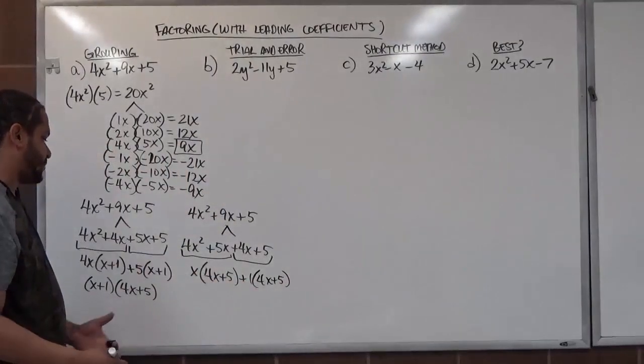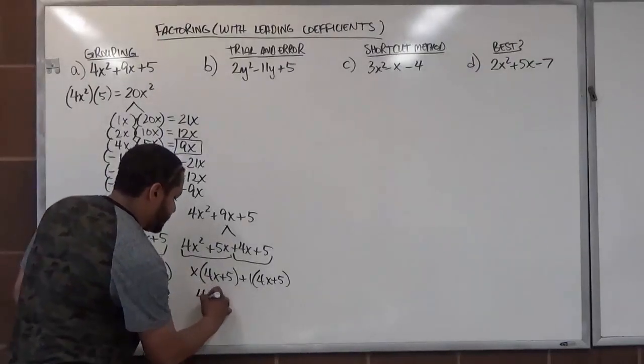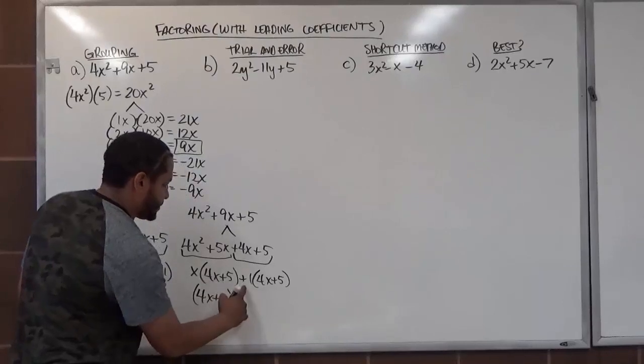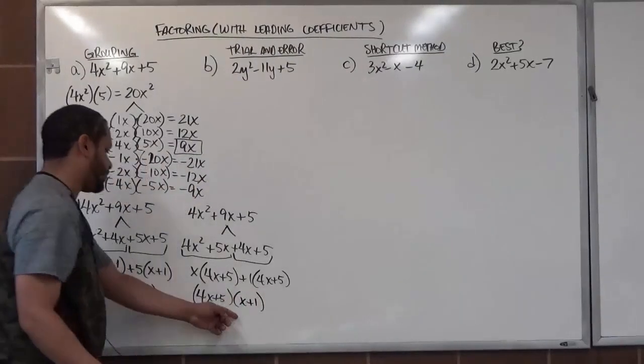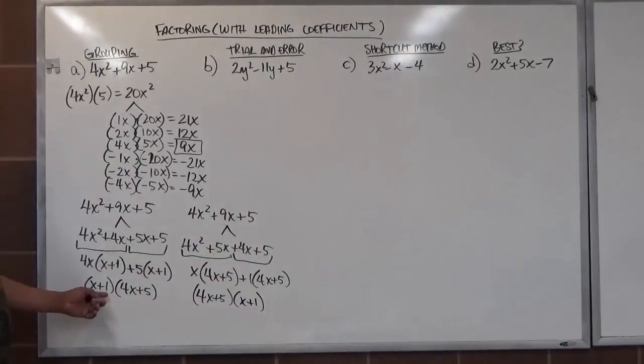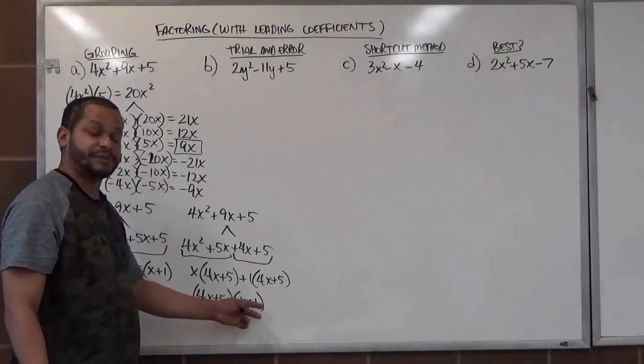Now we see the 4x plus 5 is the common factor. And what we want to do is factor out the 4x plus 5 and multiply that by the last two terms here, the x plus the 1. And the order doesn't matter when you're doing this. So x plus 1 times 4x plus 5 is the same as 4x plus 5 times x plus 1.